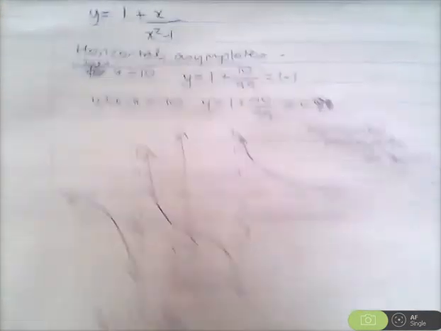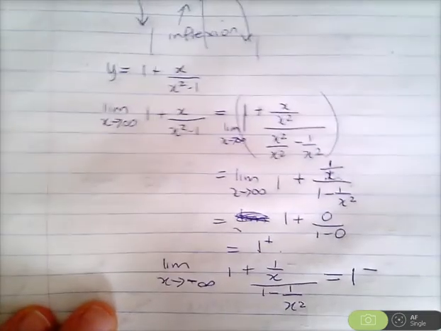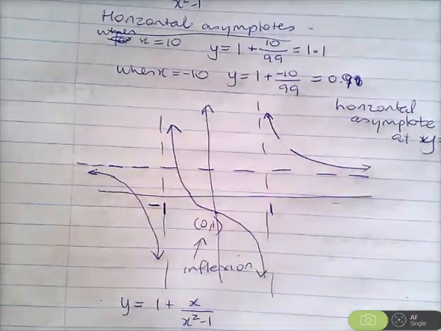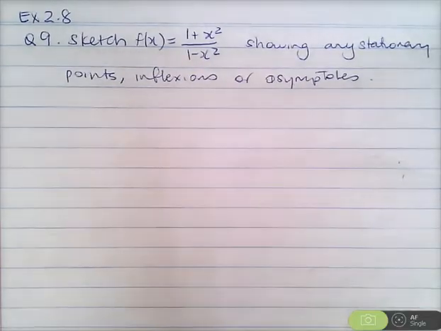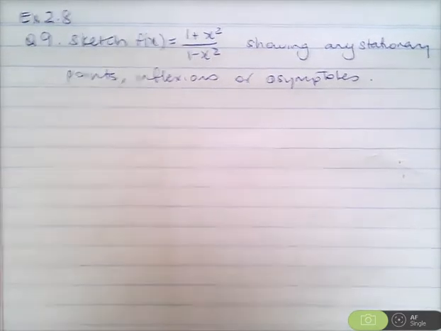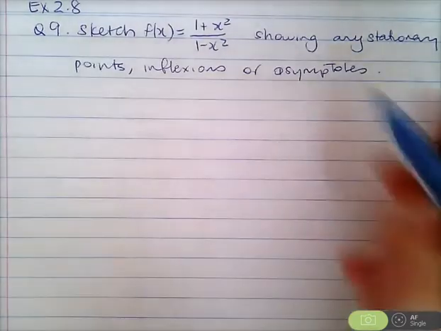So if you don't want to do the substitution for large values of x, you can just take the limit as x approaches infinity. Okay? And that's your final curve. That was for question 6. Now, exercise 2.8, question 9. Sketch this curve showing any stationary points, inflections, or asymptotes.